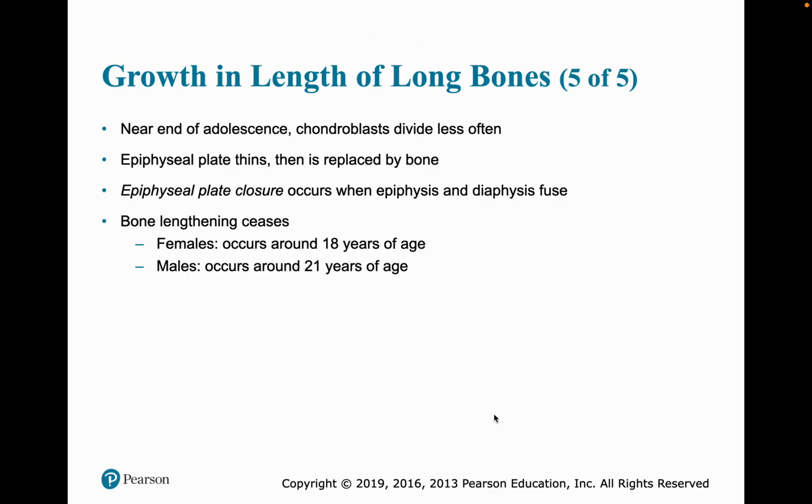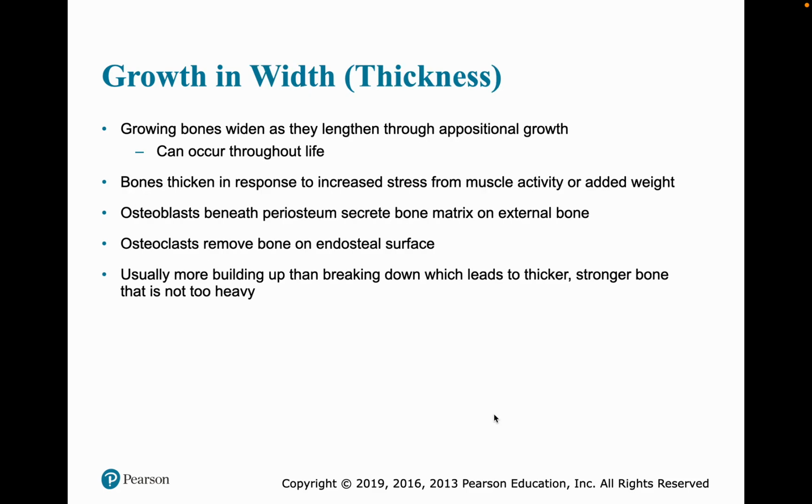Near the end of adolescence, the chondroblasts begin to divide less often. The epiphyseal plate thins and eventually is entirely replaced by bone, leaving the epiphyseal closure, which we just refer to as the epiphyseal line. In females, this happens around 18 years of age. In males, around 21 years of age.